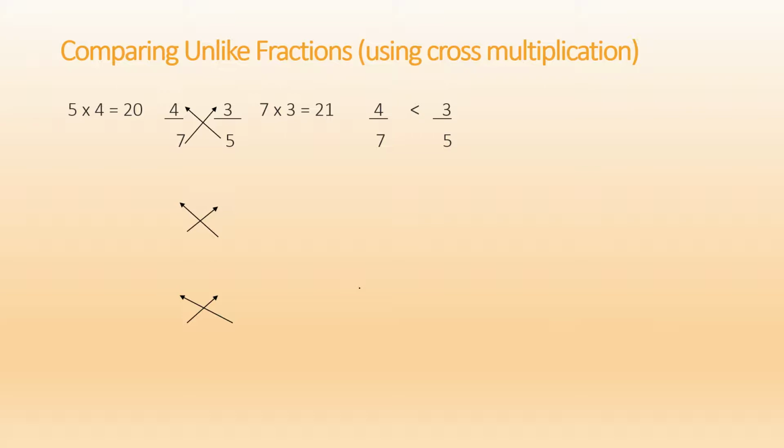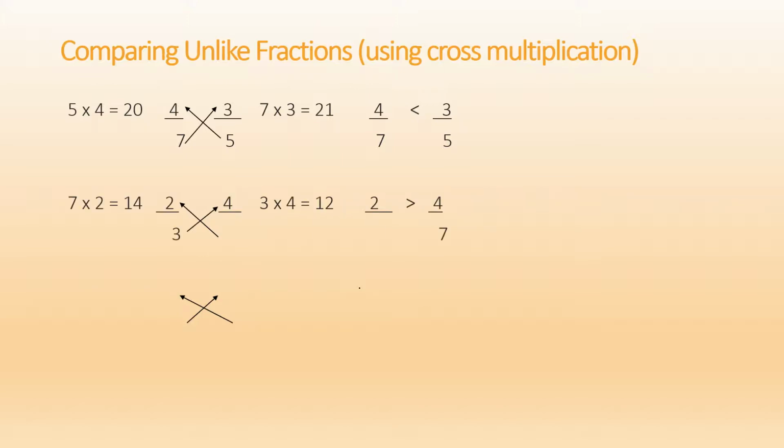The first fraction you see. Here the numerator is multiplied with the denominator of the second fraction, and the denominator of the first fraction is multiplied with the numerator of the second fraction. That is 5 fours are, see, I have made the arrows here, 5 fours are 20 and 7 threes are 21. Now compare which number is bigger, 20 or 21? Obviously 21. So therefore 3 upon 5 is bigger than 4 upon 7.